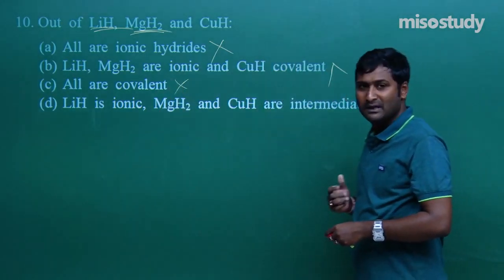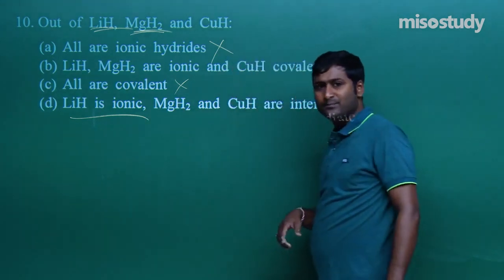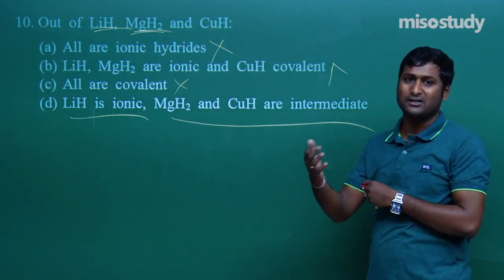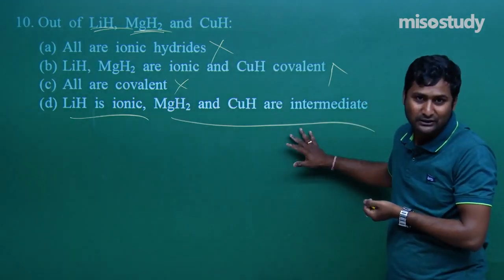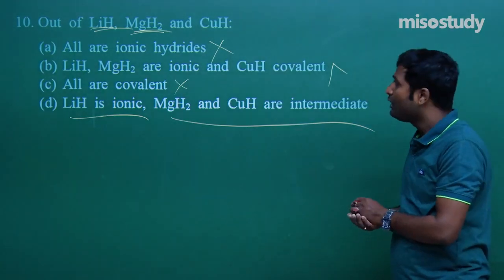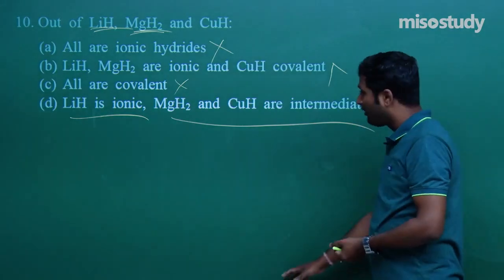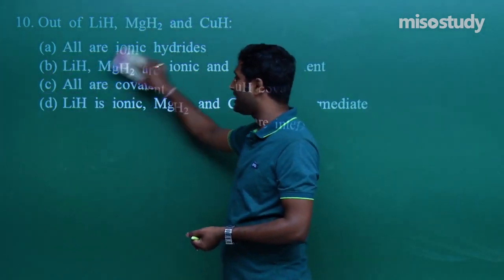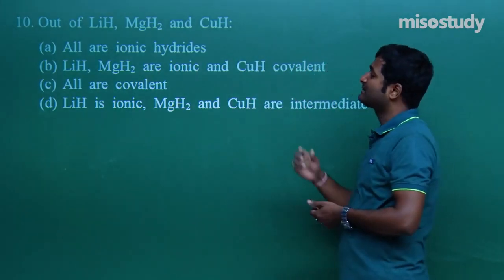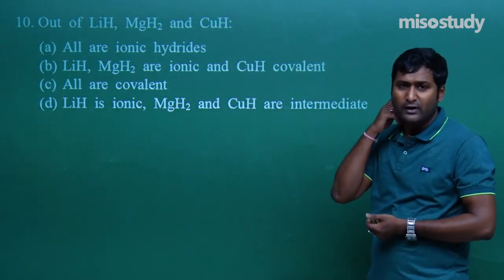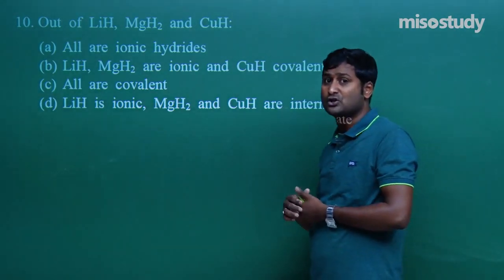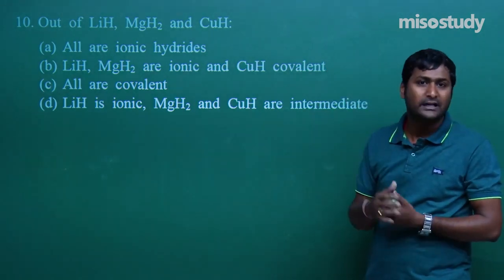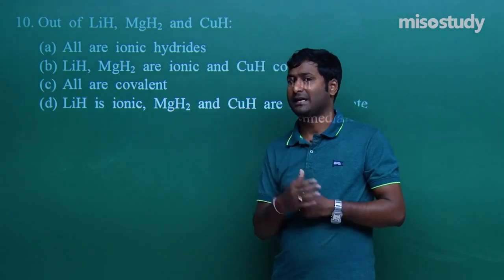Now look at the next one. Yes sir, LiH is ionic, okay. Then MgH2 and CuH2 are intermediate. These are partial ionic and partial covalent in character. This is the correct explanation. Do you remember these questions? So what we get from these questions is that for this chapter, very few questions are calculative type, and most questions are completely conceptual, theory based. So boost your knowledge with solid theory, then you can easily solve such kinds of questions.